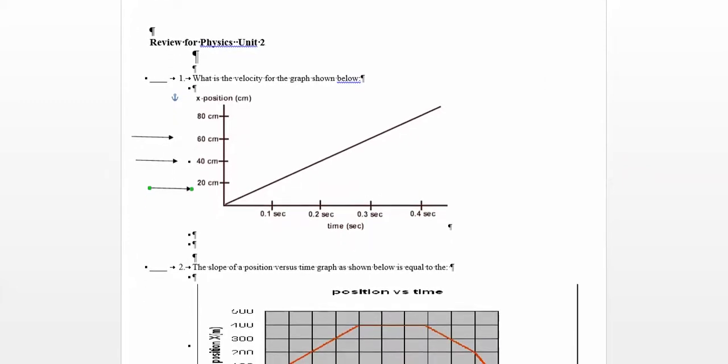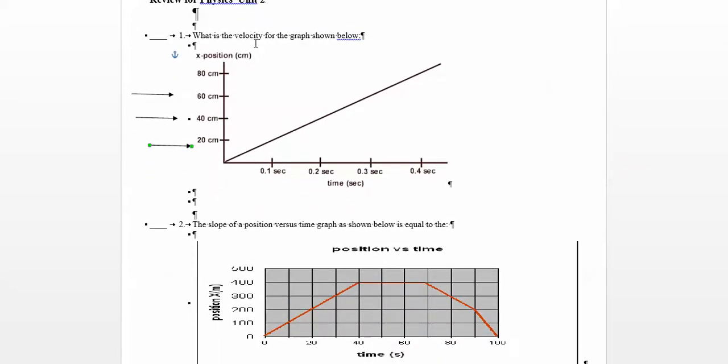So if you understand that on a position versus time graph, what kind of information can we get out of it? Well, these are the distances or the displacements that our object has. And at this time here, it's at 0. At this time here, it's up a little bit more at 20 centimeters. This time here, it's up a little bit more at 40 centimeters.